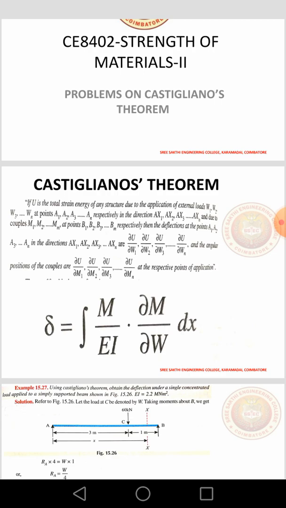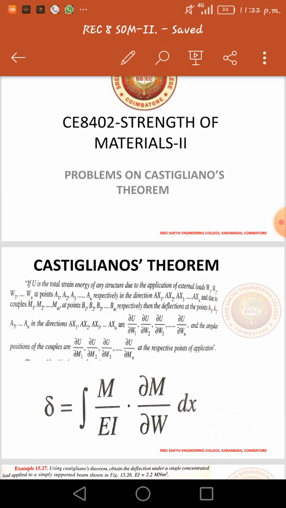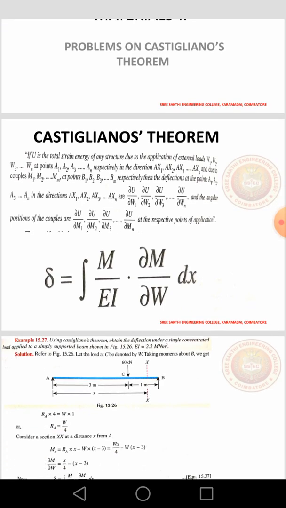Basically Castigliano's theorems are used in the following cases: to determine the displacement of complicated structures. Next, to find the deflection of beams due to shearing or bending if the total strain energy due to shearing forces or bending moments is known. Last one, to find the deflection of curved beams and springs.